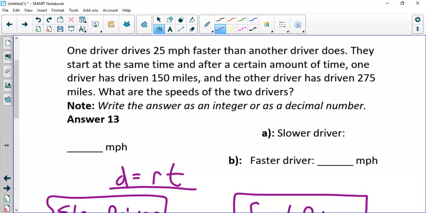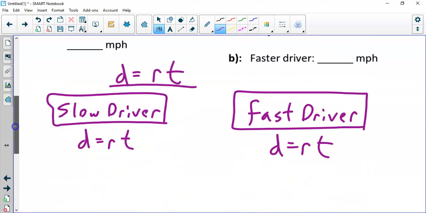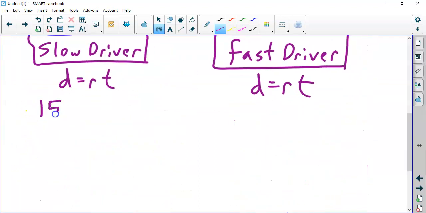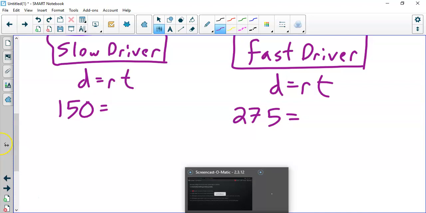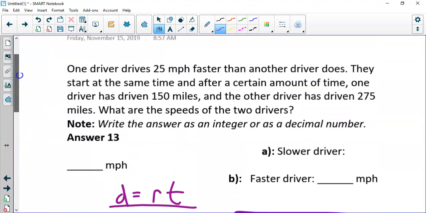Okay? Does that make sense? So even though it doesn't say slow driver went this, fast driver, this is where you got to use a little bit of logic in this one to start thinking about what's going on. So the slow driver has gone 150. How far did the fast one go? 275. Good.